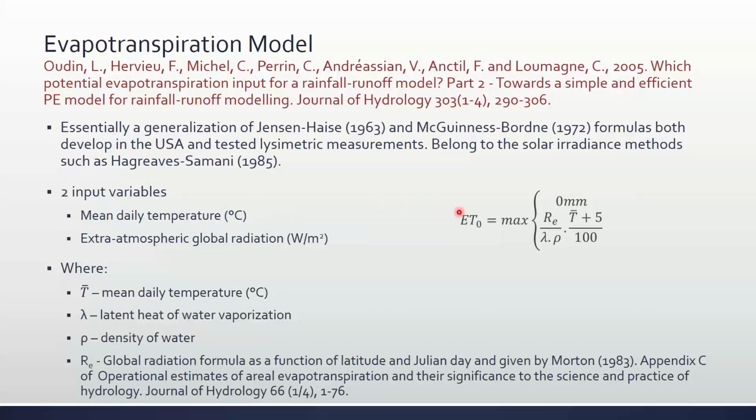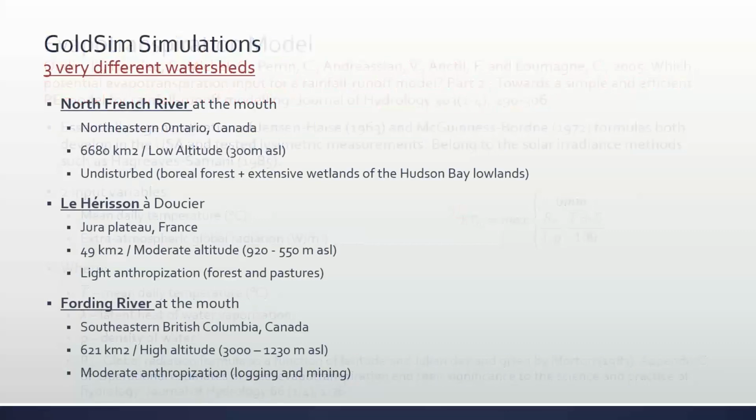So this is the formula for the potential evapotranspiration model, which only requires a mean daily temperature and the extra atmospheric global radiation. For that second one, there's a formula by Morton that only requires the latitude of your site and the Julian day of the year to get that radiation value. So mostly all very easily obtainable data to run your model.